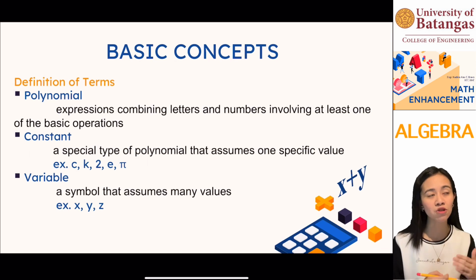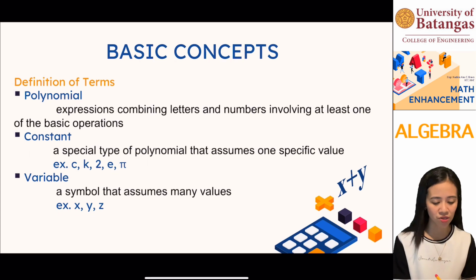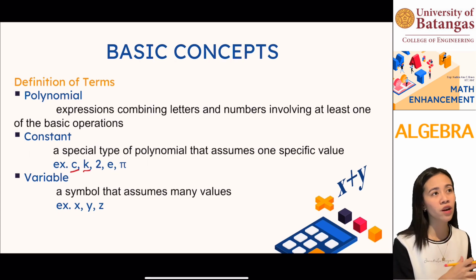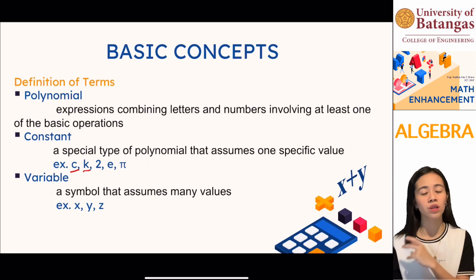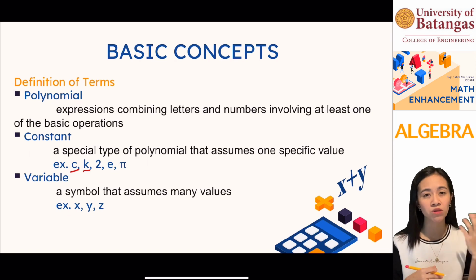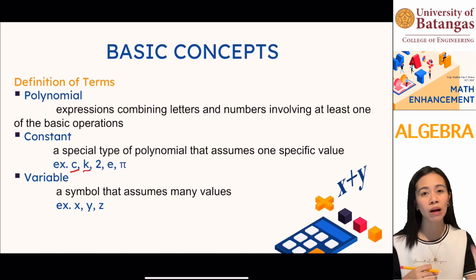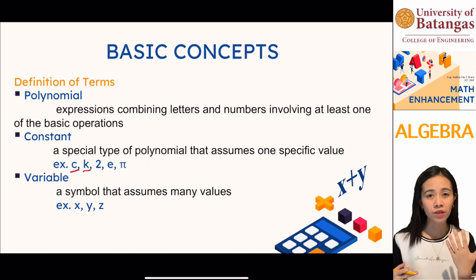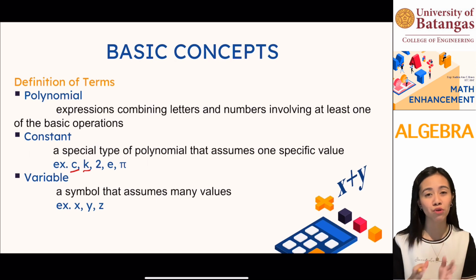Okay, normally in algebra, constants are represented by the letters C and K, wherein although there are different values na pwede natin gamitan in place of C and K, when they are used on algebraic expressions, they are defined to assume just one specific value because they are known to be constant. Ibig sabihin, hindi nagbabago yung value niya. So, if C is equivalent to a value of 2, then 2 siya all throughout the expression or all throughout the use of the expression.